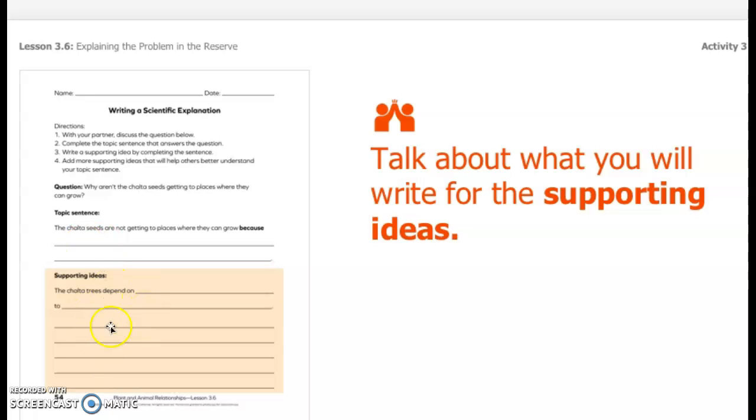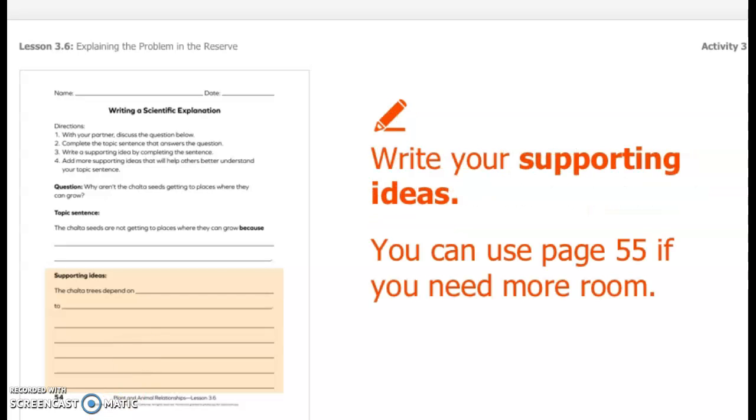So the first sentence is already started for you. Just completing the sentence will not give the lead scientist enough information. That's why you need to add more details. We have learned some of the ways that animals help seeds get to new places in their habitat. In the next lesson you will investigate other ways.